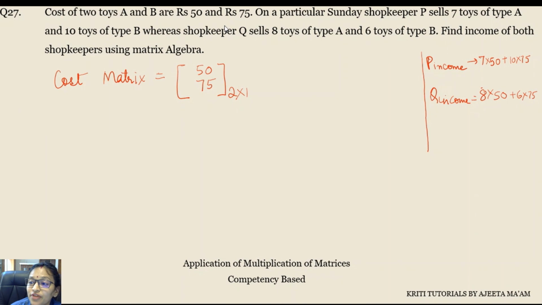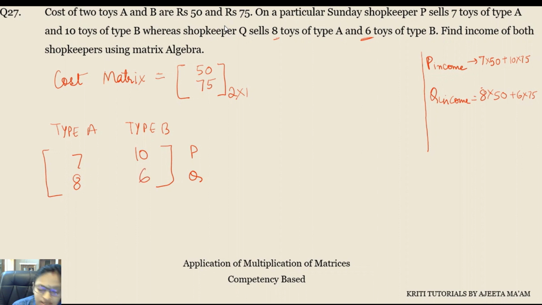Now we have to make the matrix for the types of toys. So let's make a matrix for that. Type A toys, type B toys. Correct? And we have two shopkeepers, P and Q. Right? So we have to find the income of P and the income of Q. So how many toys of type A does P have? 7. And how many toys of type B does P have? 10. And then how many does Q have? 8 of A, and how many of B does Q have? 6. Now this is the matrix for type A, type B toys, which shopkeepers P and Q are selling respectively, right? So they are going to sell this.